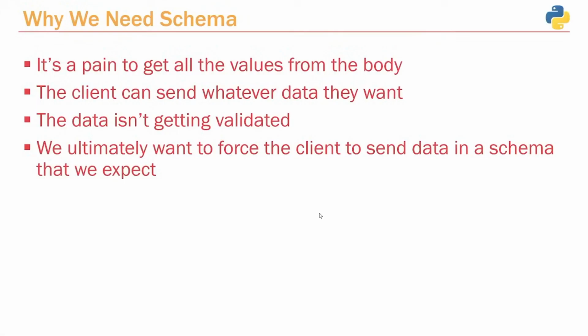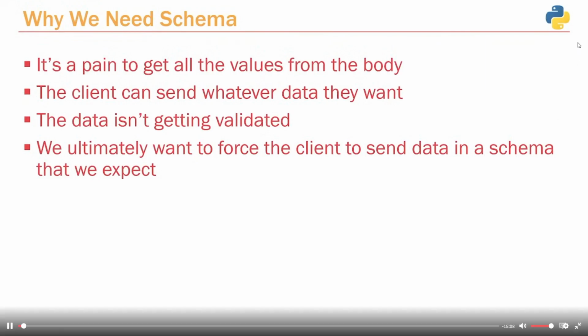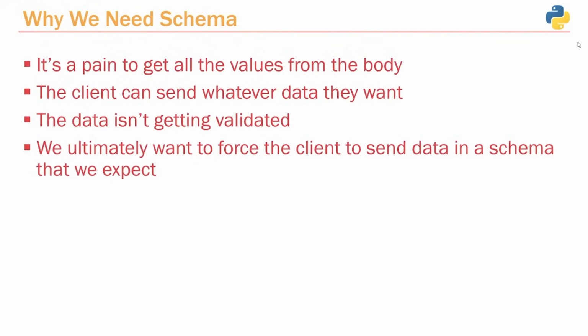In the last lecture, we learned about how to work with post requests. We learned about how to send data in the body using Postman, as well as how to extract that data within our path operation so that we can perform some logic. And there are some issues that we're running into at the moment based off of the way we've set up things.